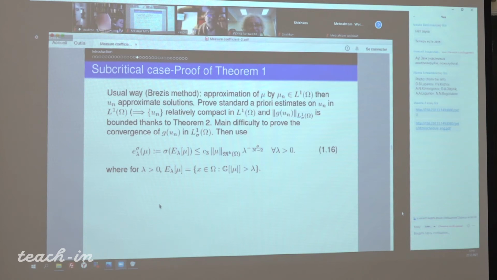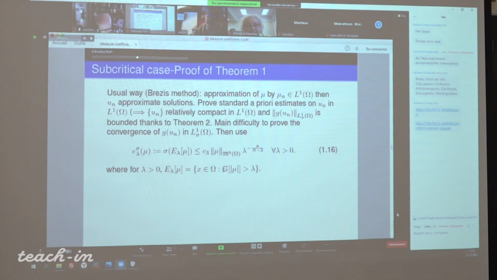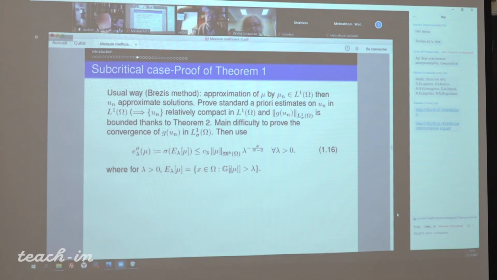So for that, I'm going to set, I define the set A lambda of mu, which is the set of x in omega such that the Green potential of the absolute value of mu is bigger than lambda.